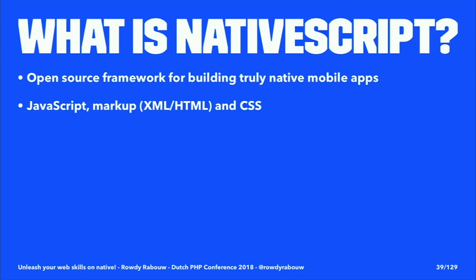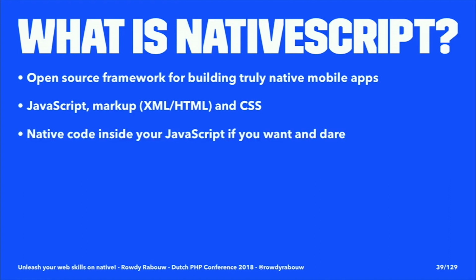You create apps with JavaScript, markup, that could be XML or HTML, and CSS. The markup and the CSS together will generate a real native interface. So if you have a slider on your screen, it's a real native slider. And the JavaScript will run in virtual machines to make the interaction with the native APIs possible. And if you're brave enough, and I have an example of that, you can even use native code, either Objective-C or Java, directly inside your JavaScript.